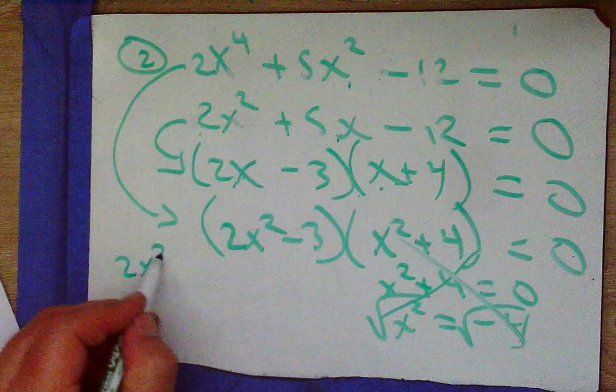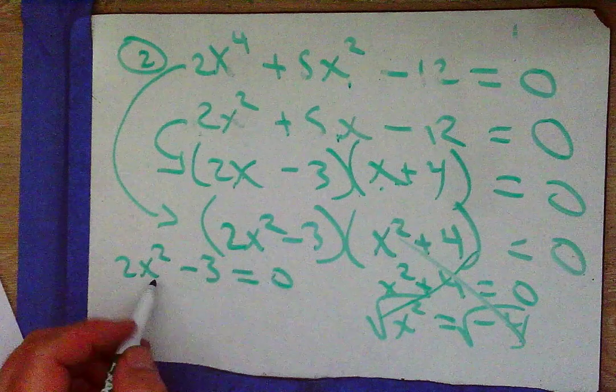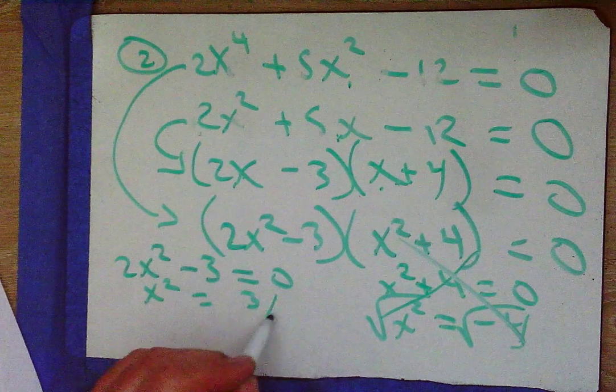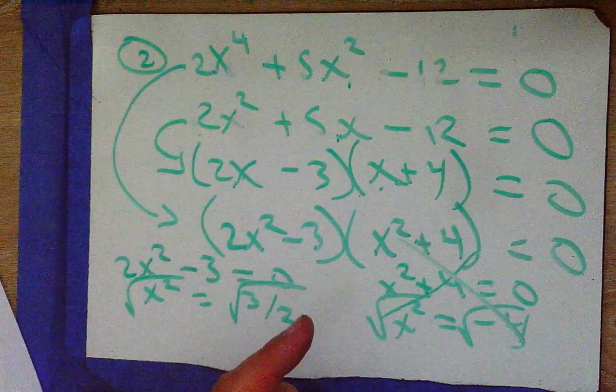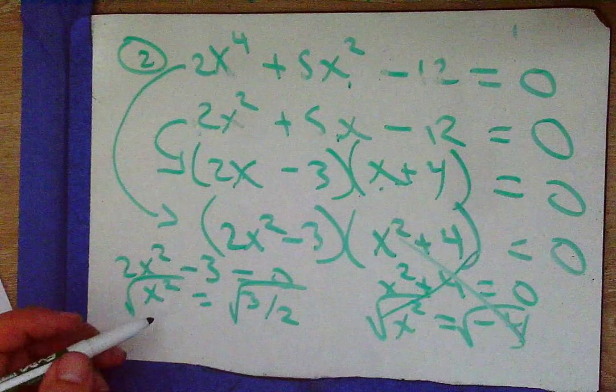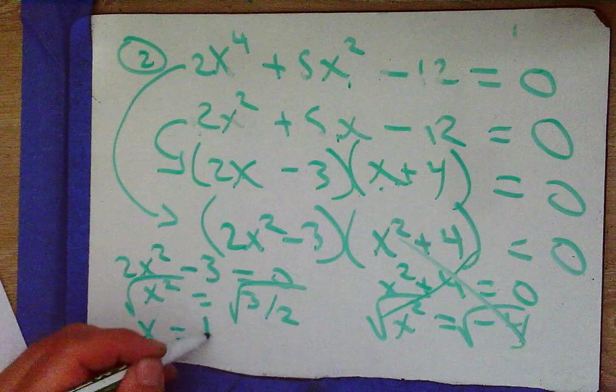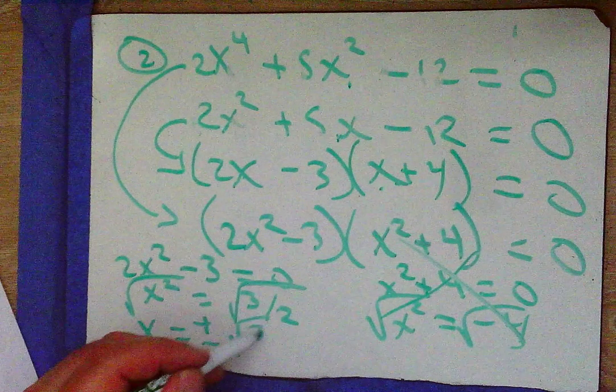But 2x squared minus 3 equals 0, or x squared equals 3 halves, then I can take the square root of both sides, and what am I not supposed to forget? That's right, I'm not supposed to forget that plus or minus. Plus and minus root 3 halves.